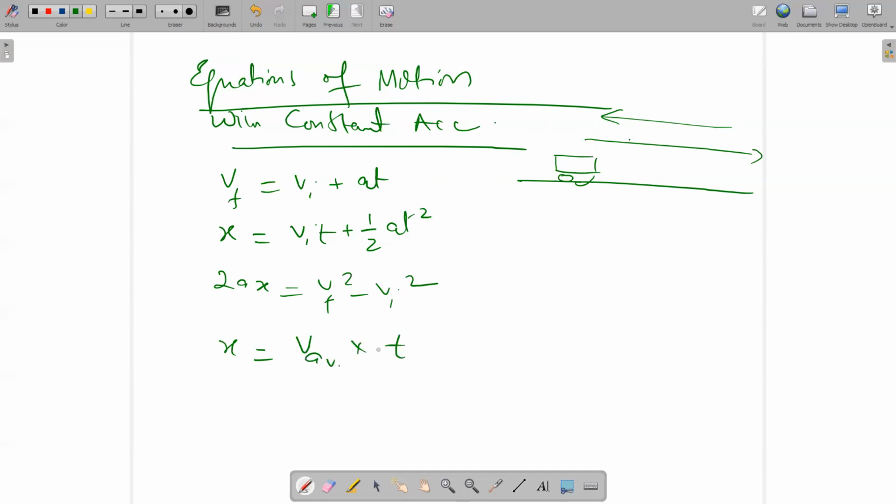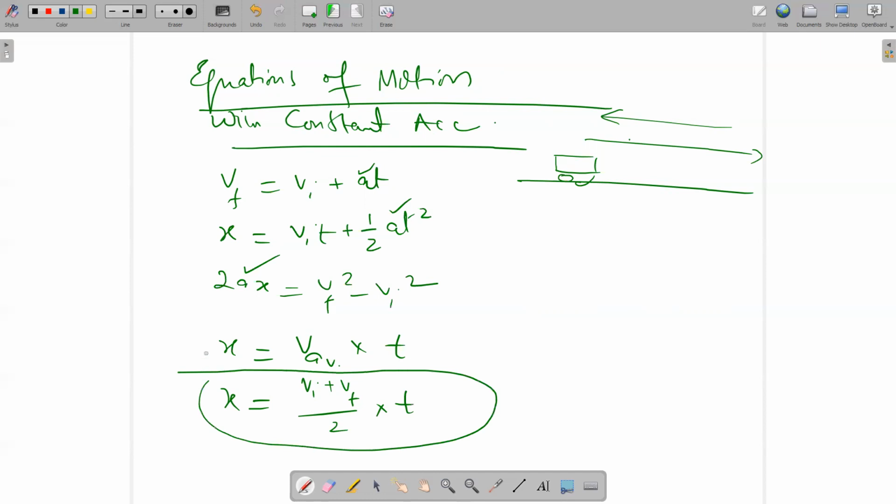Here you can see there is no acceleration in this equation. Here is acceleration, here is acceleration, this is acceleration. But here is no acceleration. If there is no acceleration, then this means that average velocity is Vi plus Vf over 2. So this is the formula to find the average velocity if there is no acceleration. Okay.